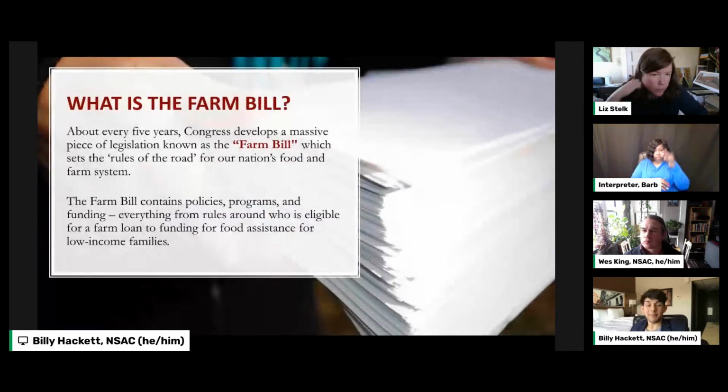And so I've talked a lot about the Farm Bill, the beginnings of the Farm Bill, the fact that it includes a lot of programs to benefit farmers and other folks in the food system. But really, what is it? About every 5 years, Congress develops this massive piece of legislation that we call the Farm Bill, which essentially sets the rules of the road for our nation's food and farm system. The Farm Bill contains policies, programs, and funding. Everything from rules around who is eligible for a farm loan to funding for food assistance for low-income families.